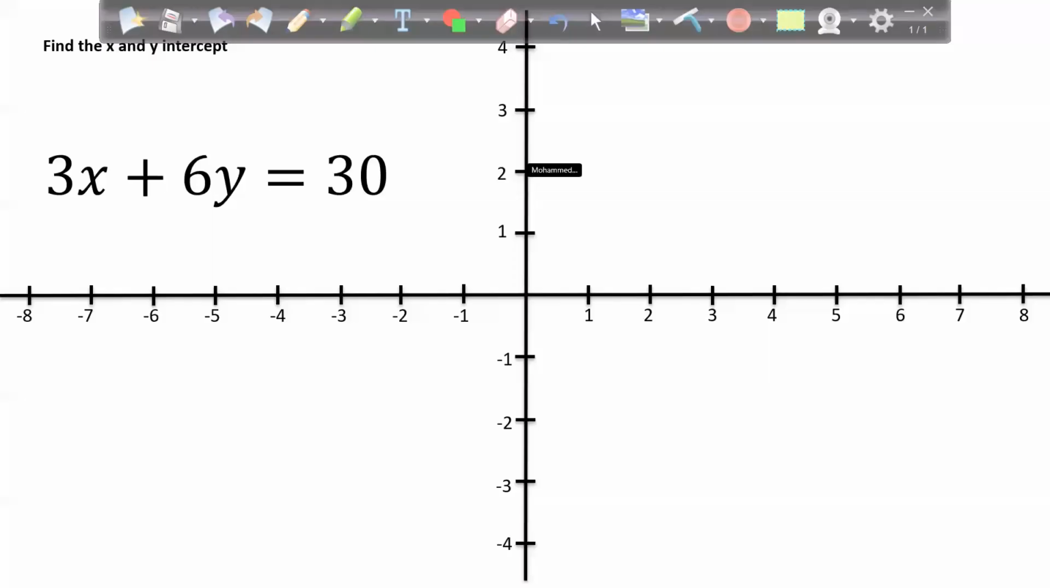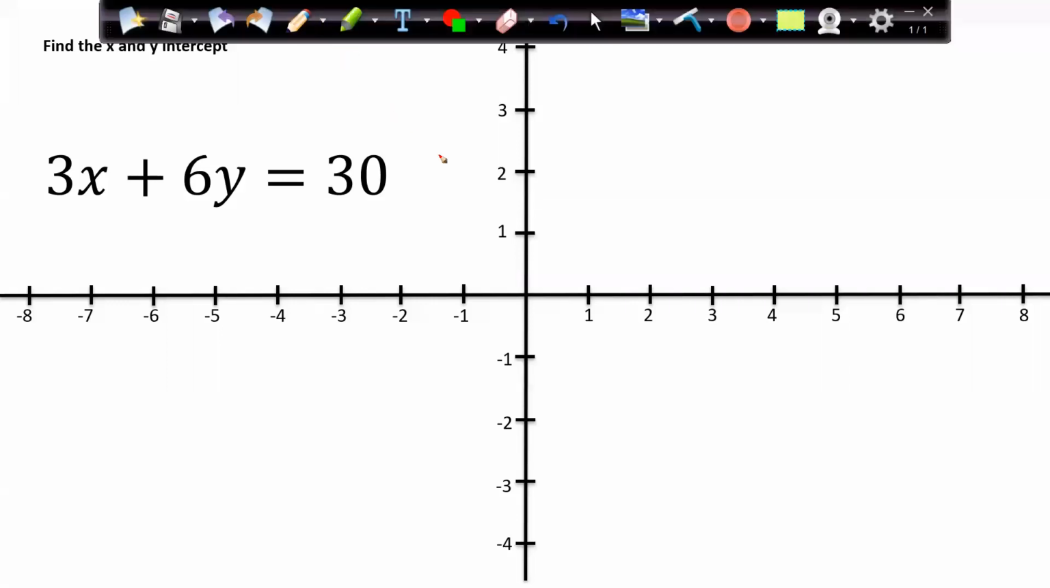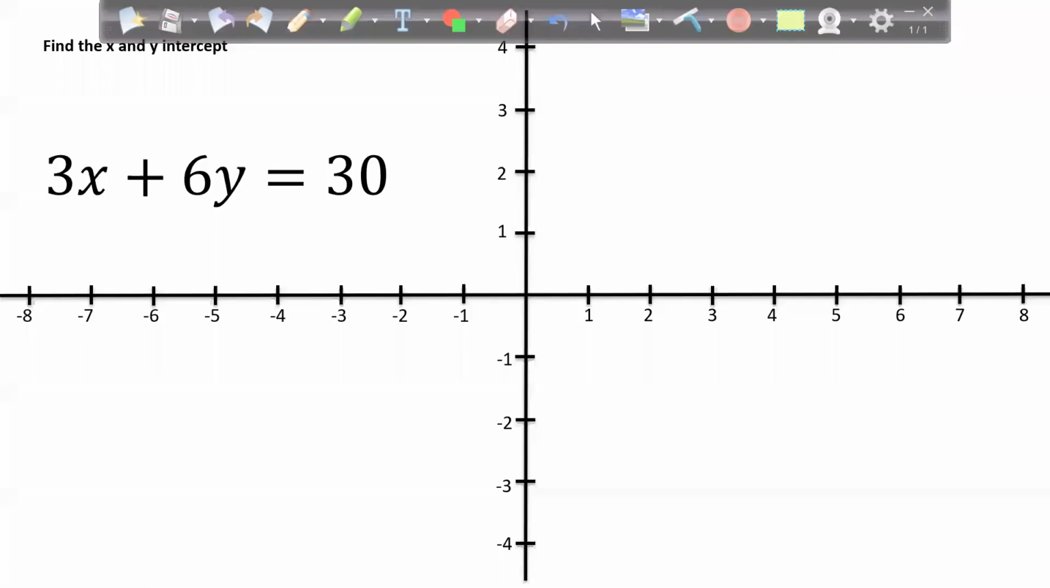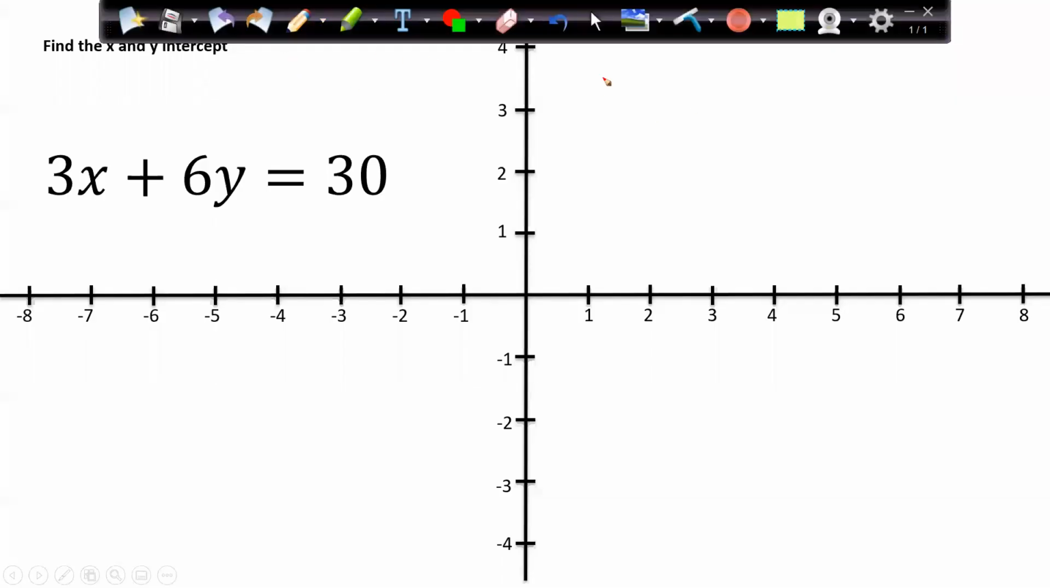What is the value of x and y intercept? 3x plus 6y is equal to 30. So let's try to solve this. 3x plus 6y equal to 30.